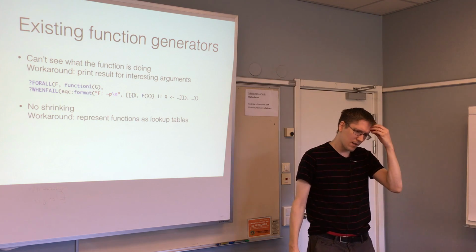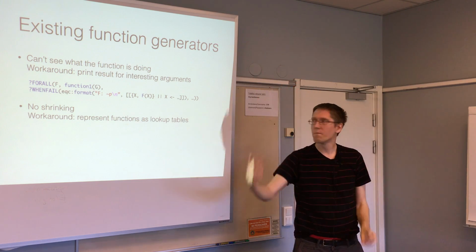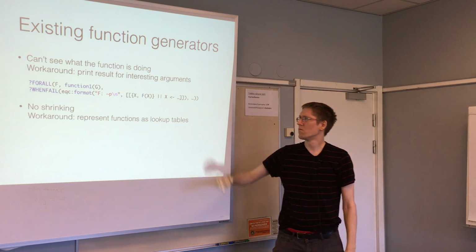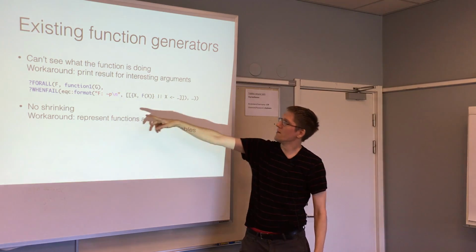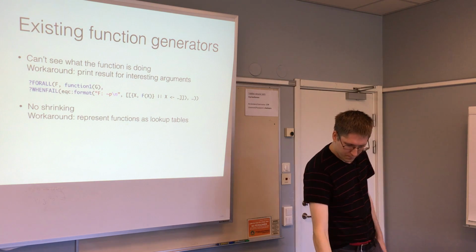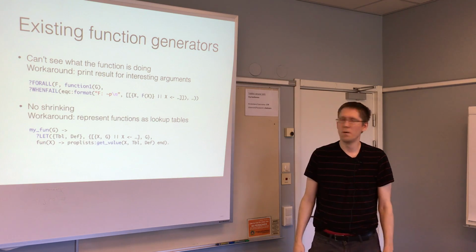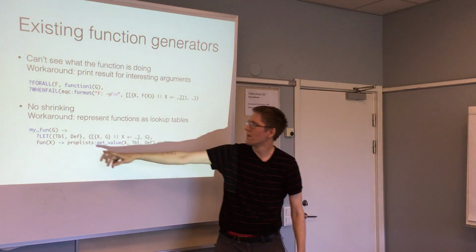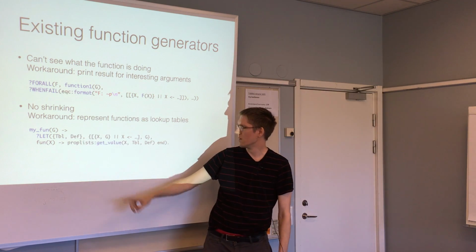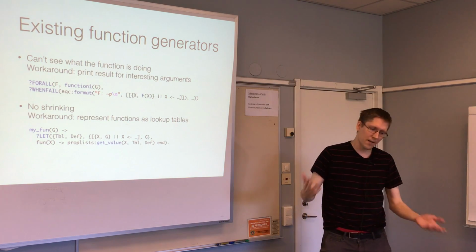And the other thing it doesn't do, it doesn't shrink anything. So it's not shrinking the result values to the function, for instance. But you can kind of work around that as well. Instead of using the function generator, you could generate a lookup table and turn that into a function. But that's also a bit annoying to work with. So you could do this, right? Say, my function generator generates a lookup table and then returns the function where you look up the thing in the table. And it kind of works.